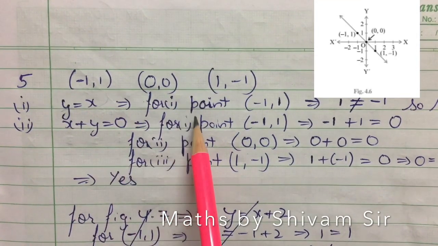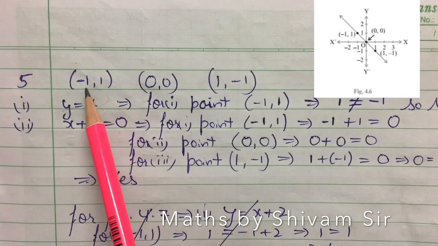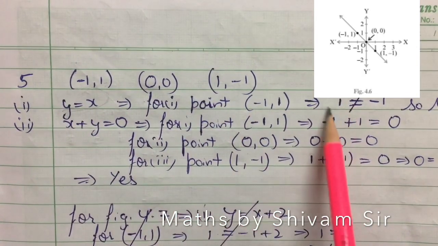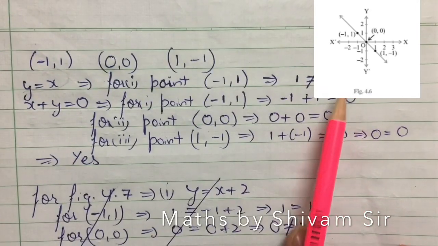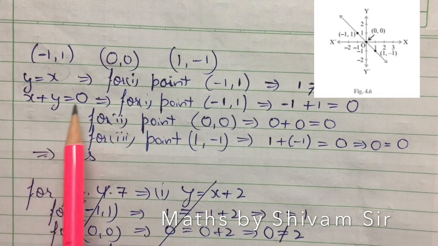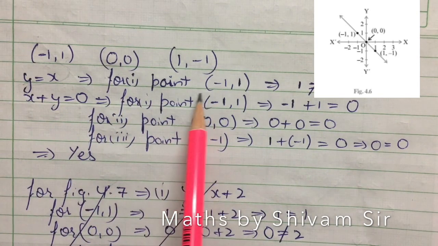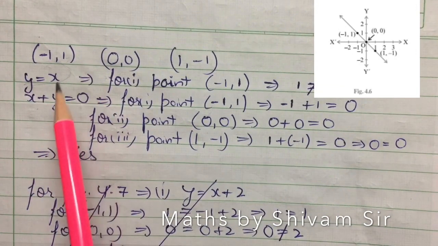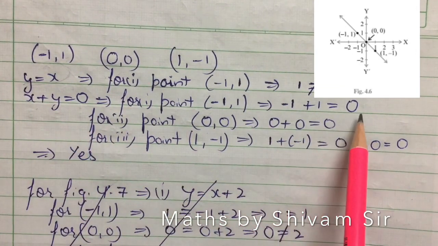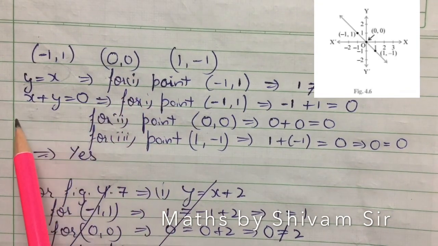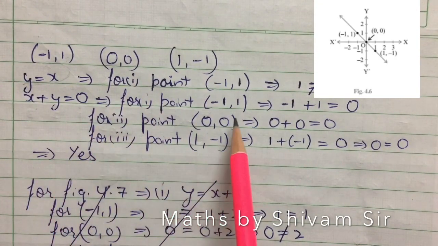For the first point (minus 1, 1), x is minus 1 and y is 1. So put the values into this. 1 can never be equal to minus 1, so no, it does not satisfy it. The next equation is x plus y is equal to 0. For the first point (minus 1, 1), put x is equal to minus 1 and y is equal to 1. So this will be equal to 0. Let's check it for the second point (0, 0). Put x is equal to 0 and y is equal to 0. So 0 is equal to 0, which means it satisfies.